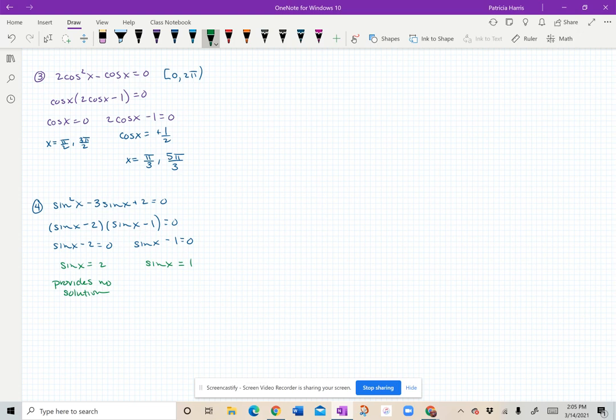Now this one, on the other hand, sine of x equals positive 1 does. If I think of the graph of sine x, what happens is I find a 1 at pi over 2. Since sine has a period of 2 pi, that's going to repeat every 2 pi. So plus 2n pi, where n is an integer.